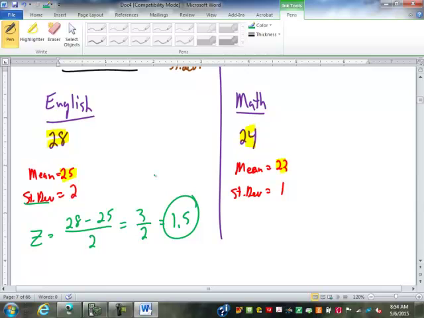Like time it takes you to do a job. Well, that'd be nice to have a smaller number. It'd be nice to be below the mean for that. So it'd be nice to have a negative z-score. So my z-score for the math over here, we got 24 minus 22 over 1. 24 minus 22 is 2. Divided by 1 is 2.